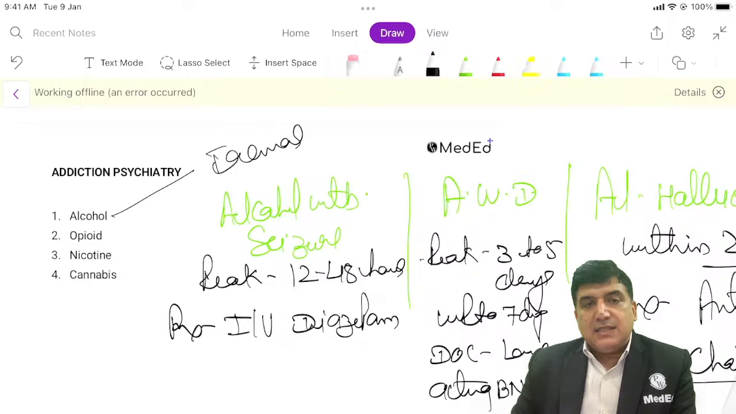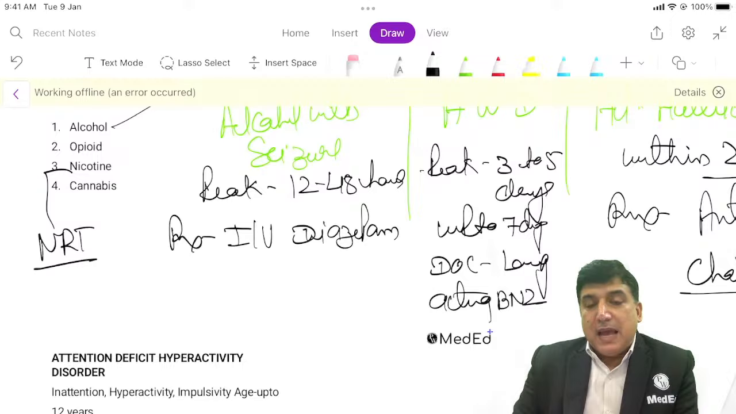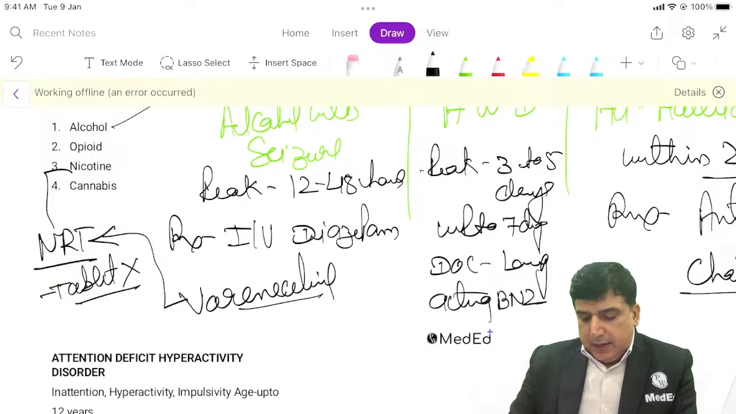In nicotine we have nicotine replacement therapy. For nicotine replacement therapy we use patch, lozenges, gums, inhaler. We don't use what? Tablet. Nicotine replacement therapy doesn't come in a tablet form. Varenicline is a tablet we use in nicotine dependent patients. Varenicline is an alpha 4 beta 2 partial agonist.